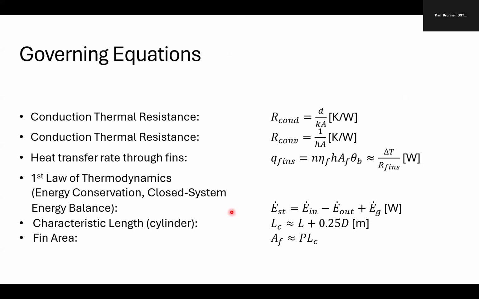And our final governing equation, which will help us to simplify some things when we're going through the analysis, is that our fin area is about equal to the perimeter around the fin cross section times the characteristic length.